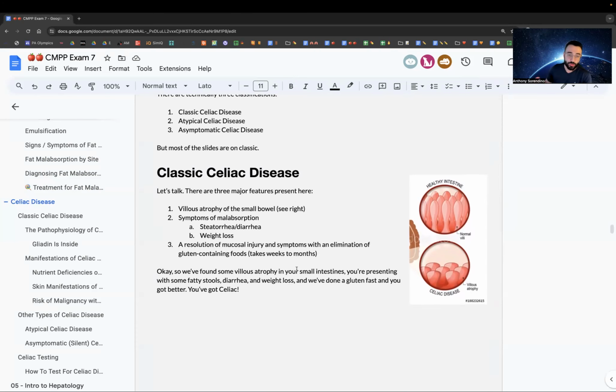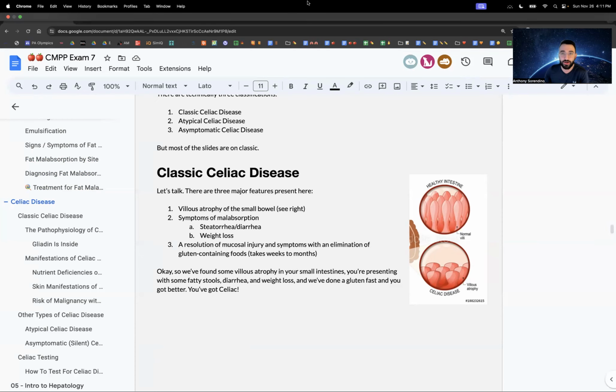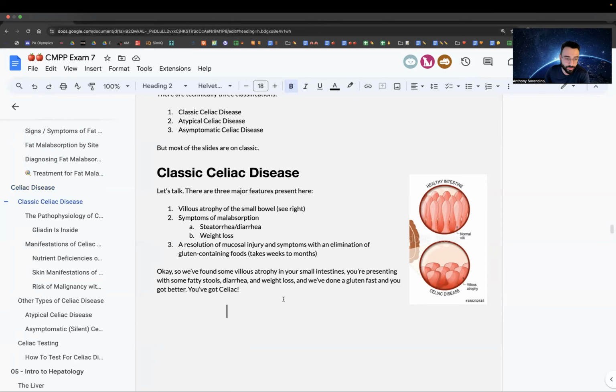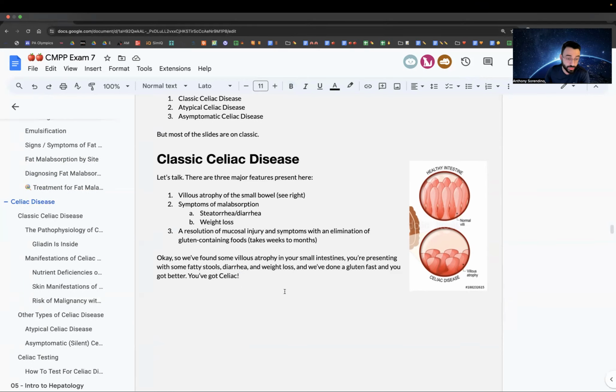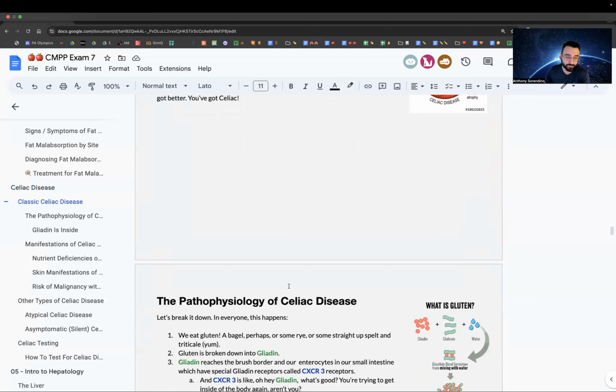Okay. The 3 major features that define celiac disease, the big one is the villus atrophy of the small bowel. So you're going to have these like flattened, atrophied villi in your small intestine. You're going to have symptoms of malabsorption. We just talked about steatorrhea with fat malabsorption, and diarrhea and weight loss. You're not absorbing what you're eating. And then a resolution of mucosal changes. If we get rid of gluten foods and the issue gets better, then you have celiac disease.